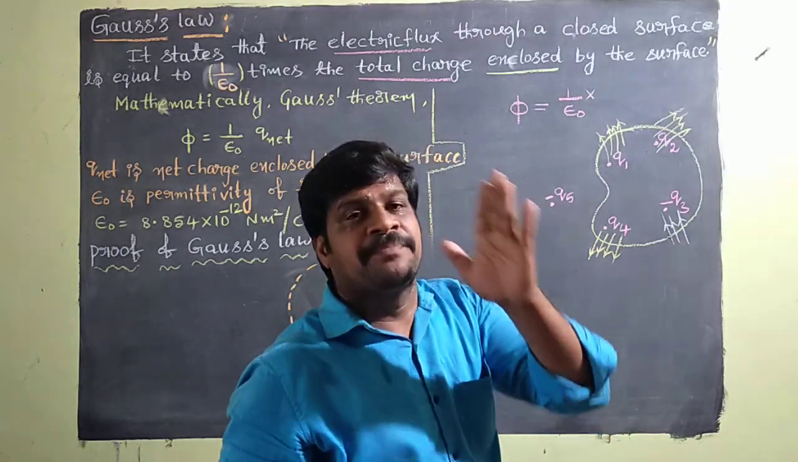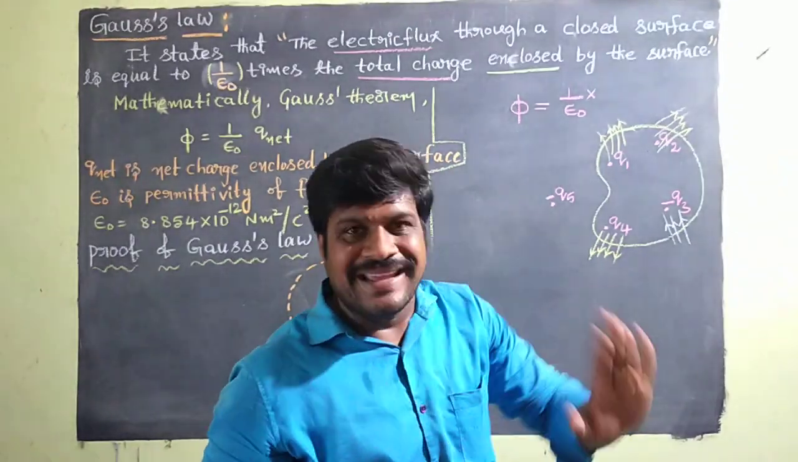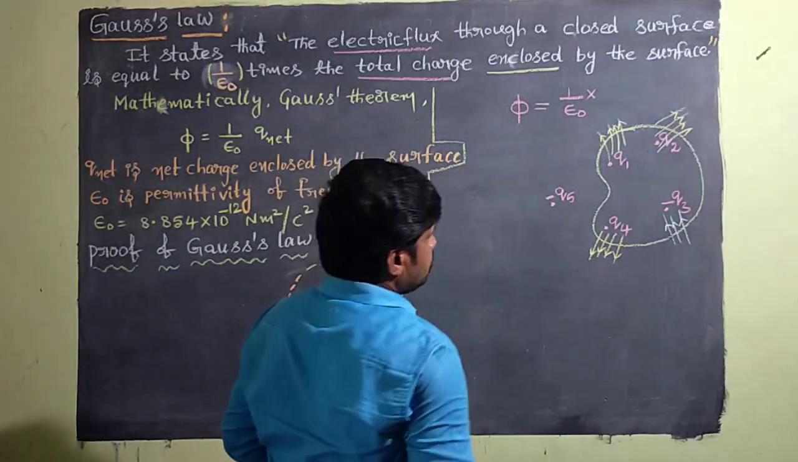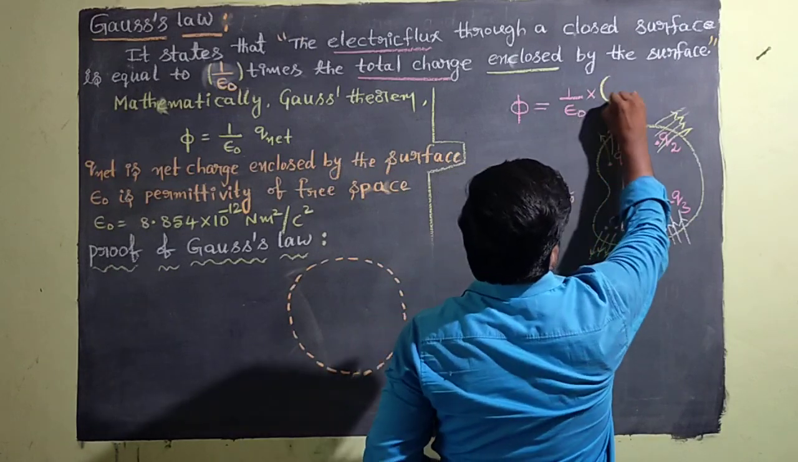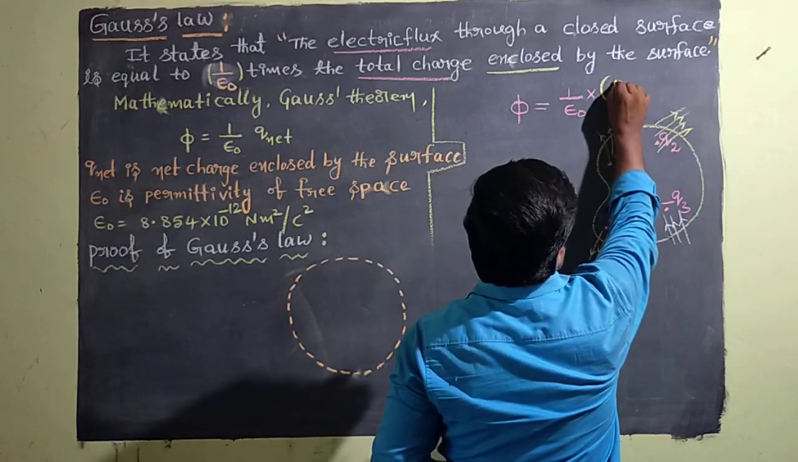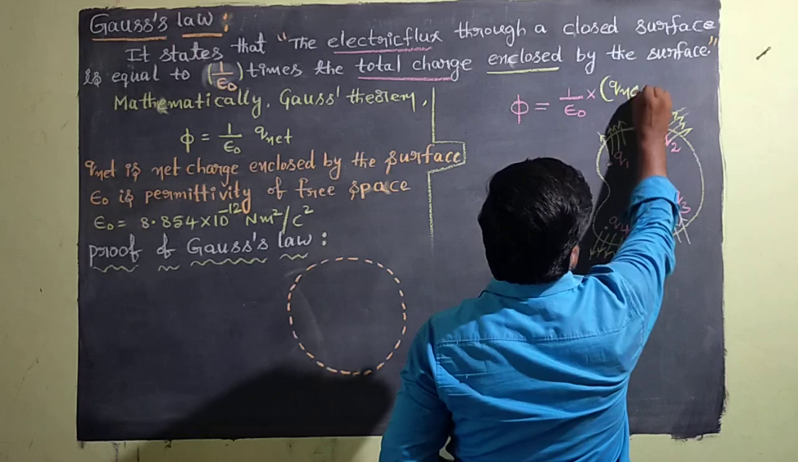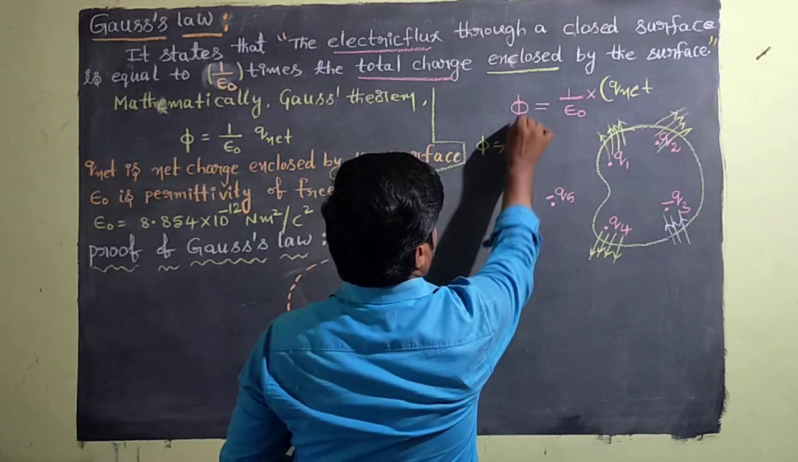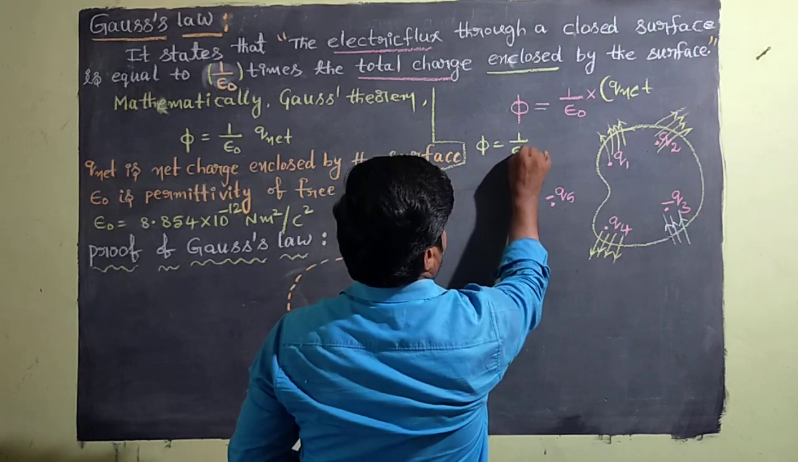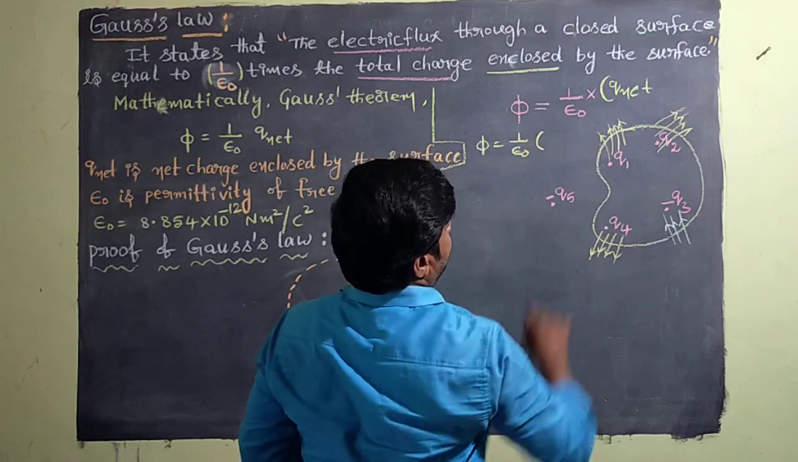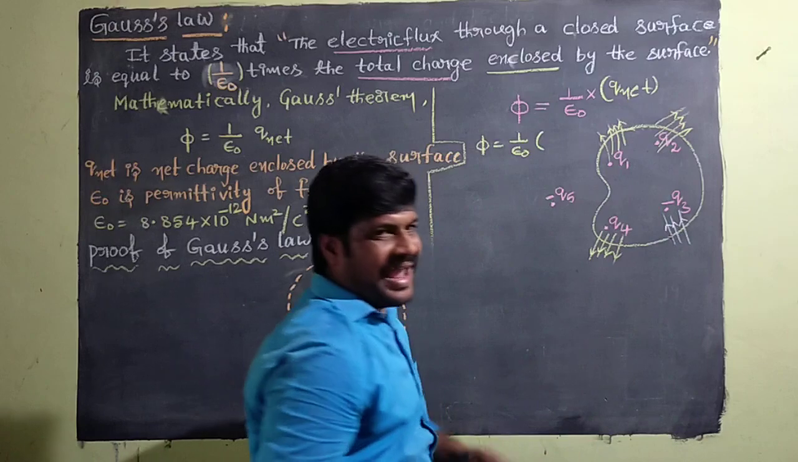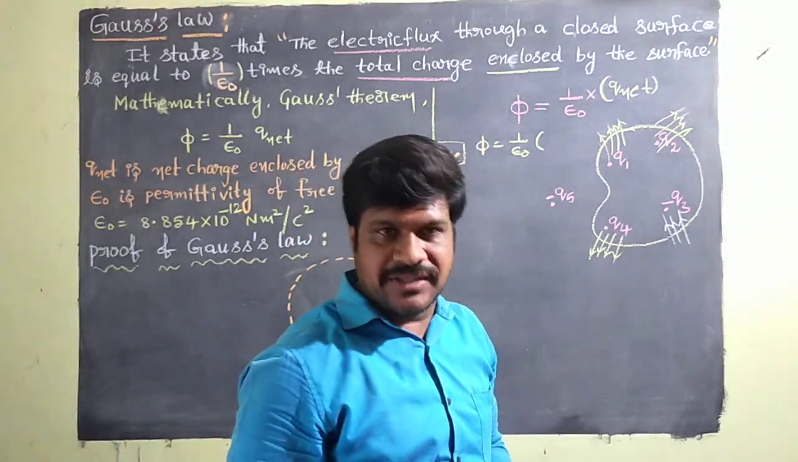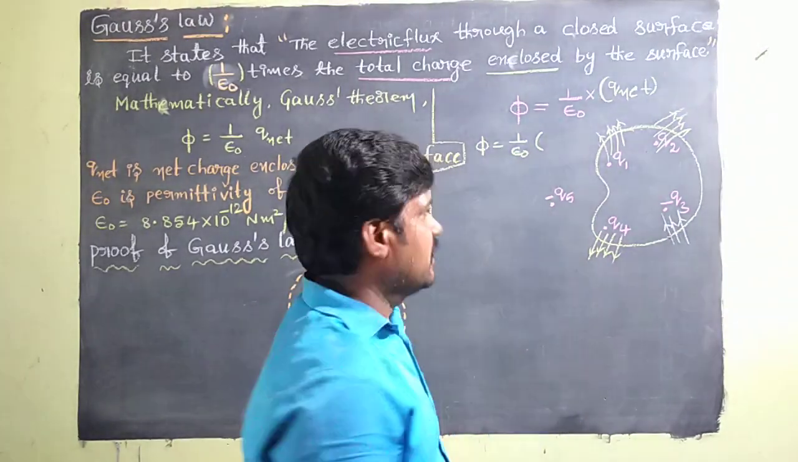Outside of this surface, if a charge is there, we should ignore it. Thereafter, total charge means total net charge. Now flux phi equals 1 by epsilon naught times the net charge, which means we have to add or subtract the charges according to their sign.